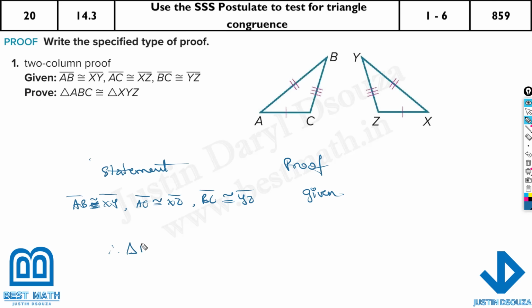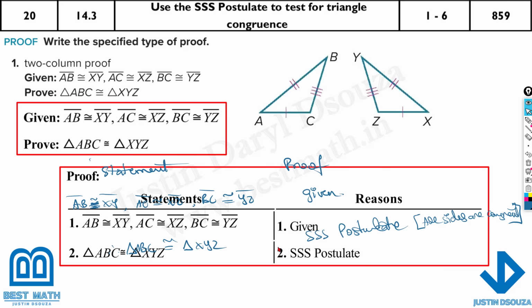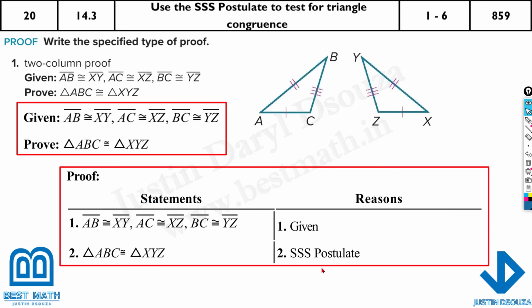Therefore, you can just say triangle ABC is congruent to triangle XYZ because of the SSS postulate. This is what we are proving for, right? SSS postulate. All sides are congruent. You don't need to write this, but I'm just writing it because in the given only, they have given everything. All the sides are congruent. That's it. So yeah, it's just 2 sentences, nothing else over here.